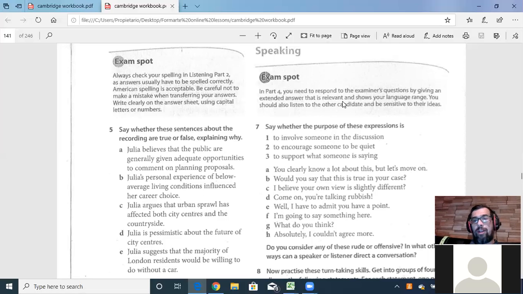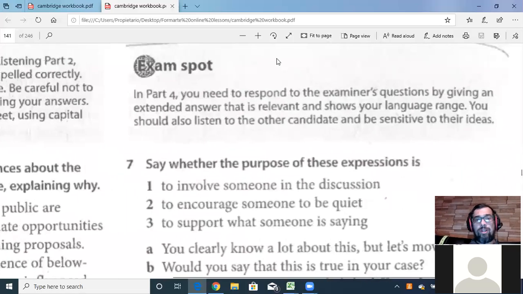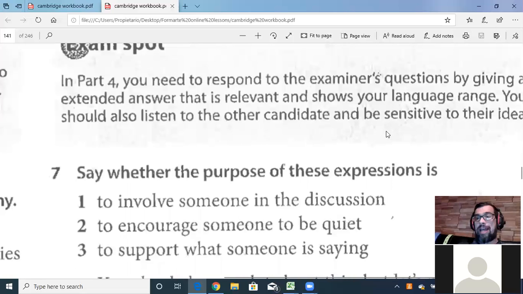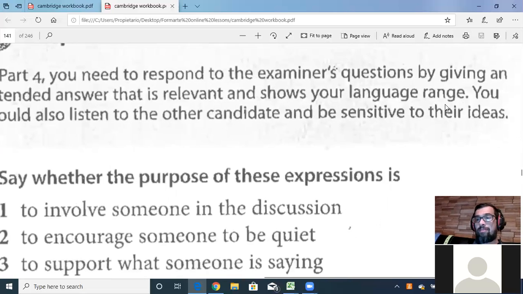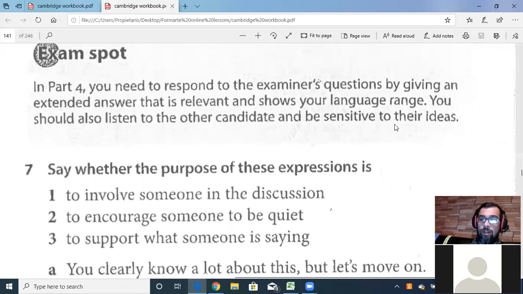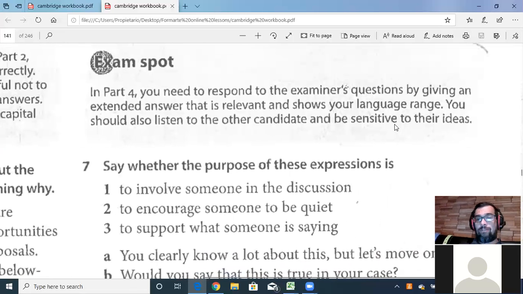So let's just read this very quickly. This part where it says in part four, the exam spot. So it says in part four, you need to respond to the examiner's questions by giving an extended answer. So this is very important. In part four, we need to give long answers that are relevant and show your language range. You should also listen to the other candidate and be sensitive to their ideas. So it's very important for you to give some feedback regarding what your partner is saying in this part four.